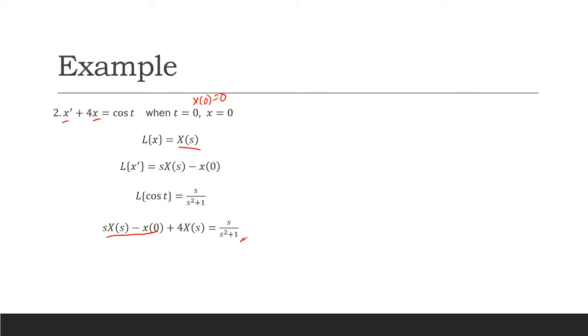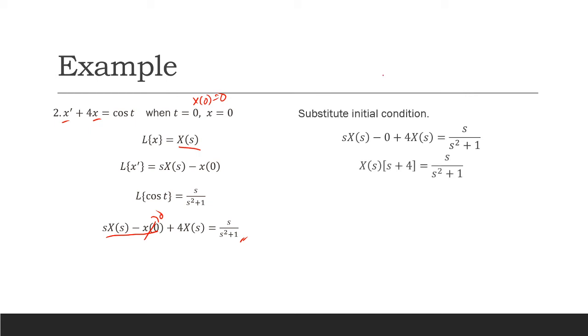Next, we plug in the initial conditions. We have x of 0 is equal to 0, so this will be 0. Therefore, simplifying, that term disappears. Then, we solve for X of s. Let's factor out X of s. We will arrive at X of s times s plus 4 is equal to s over s squared plus 1. Now, we divide the whole equation by s plus 4. We will have X of s is equal to s over s plus 4 times s squared plus 1.